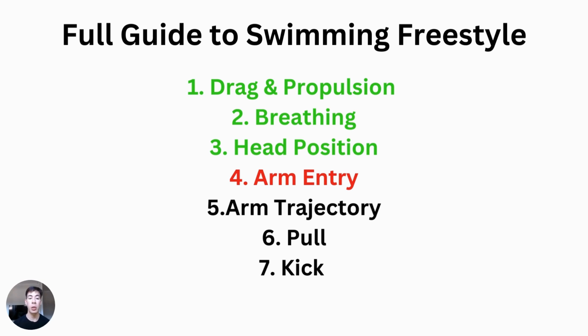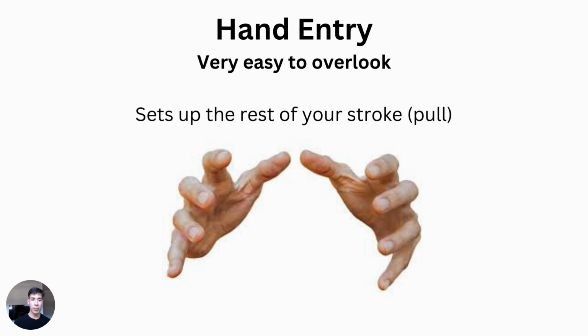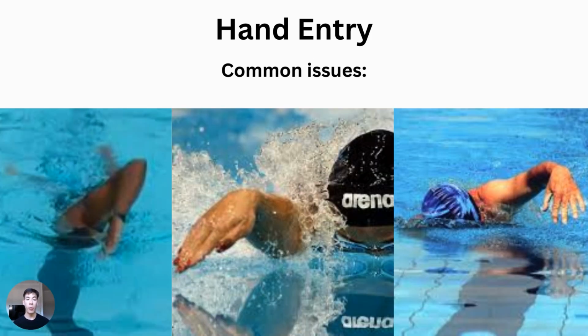So the next thing we're going to talk about is arm entry or hand entry. So hand entry is something that's very easy to overlook, and it sets up the rest of your stroke, especially the pull. So there are three common issues with hand entry. The first one on the left over here is when you enter with the thumb first. We don't want that. You want to be entering with your fingertips first, not your thumb. So it should be middle finger, index finger, and ring finger entering first, not your thumb.